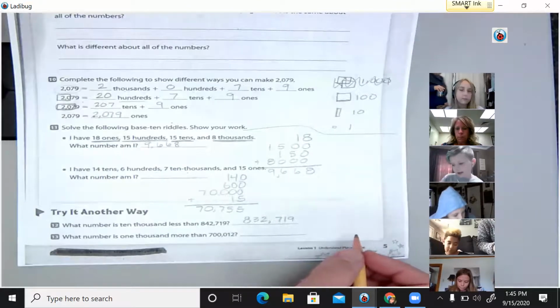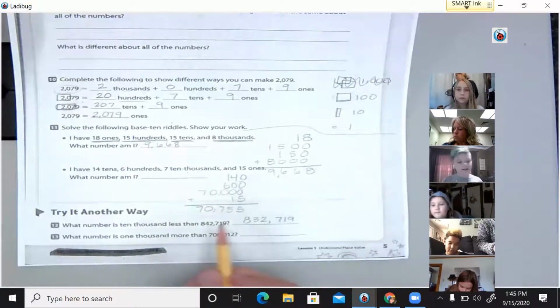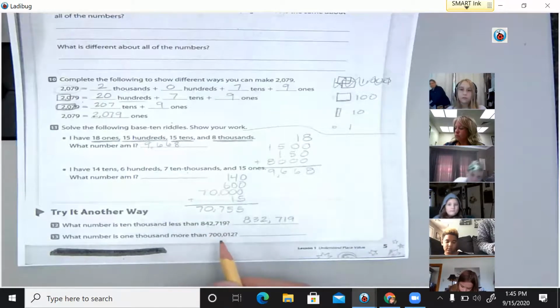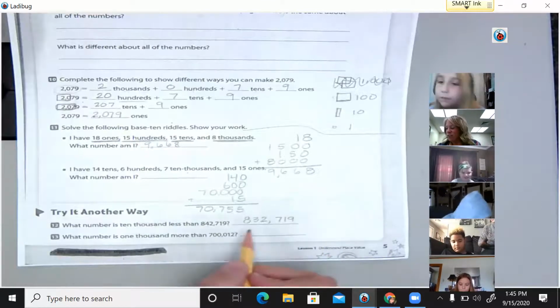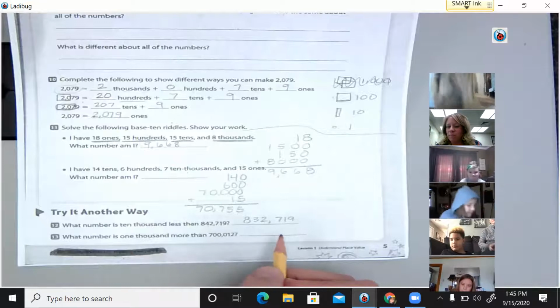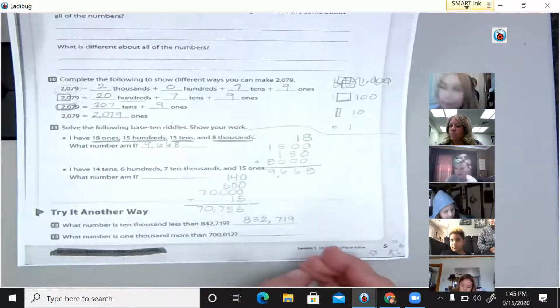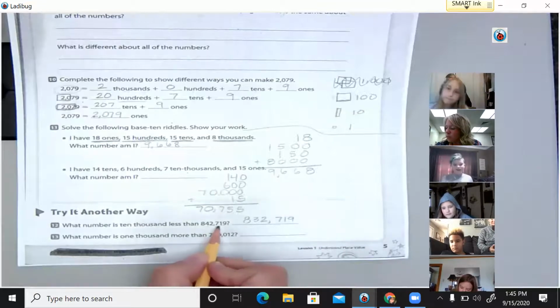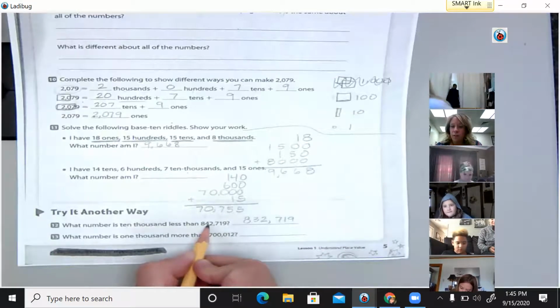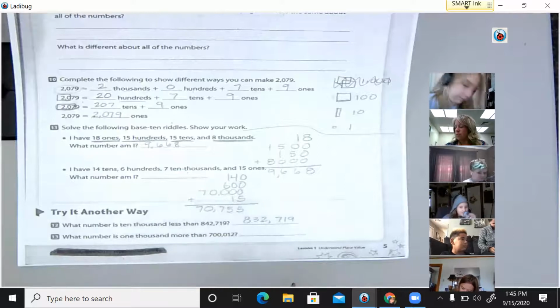I did subtraction. What did you subtract? I subtracted 842,719 minus 100,000. Minus 100,000? I mean 10,000. If you did do minus 100,000, do you know what your answer would be then? It would be 742,719. Instead of your 10,000s place changing, it would have been your 100,000.